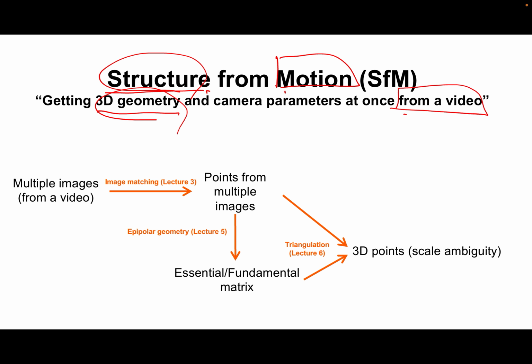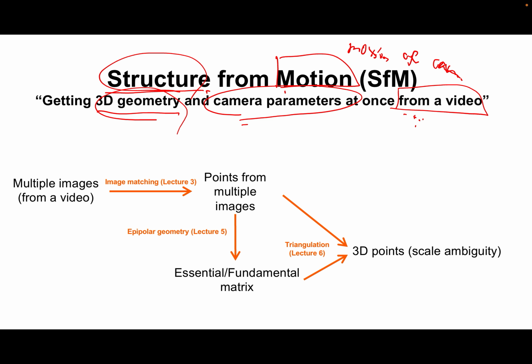from a video. So getting 3D geometry and camera parameters. Motion means a motion of camera. So if we have some images with diverse camera motions, then we can recover both 3D geometry and camera parameters at once, and that is called structure from motion. In one sentence, this is the goal of structure from motion, in short, SfM.